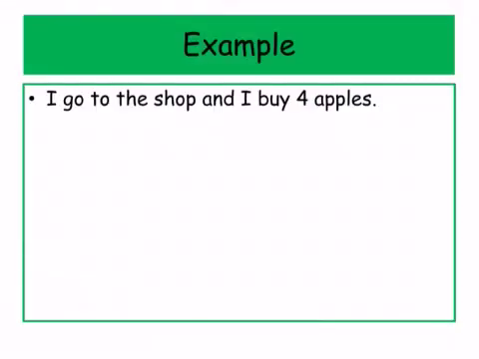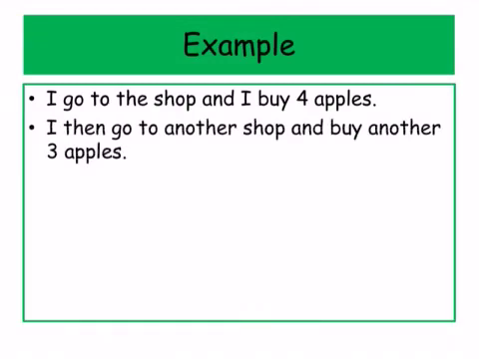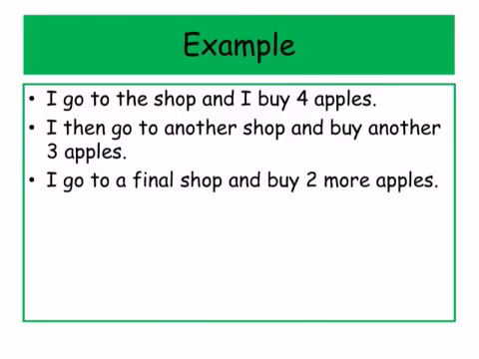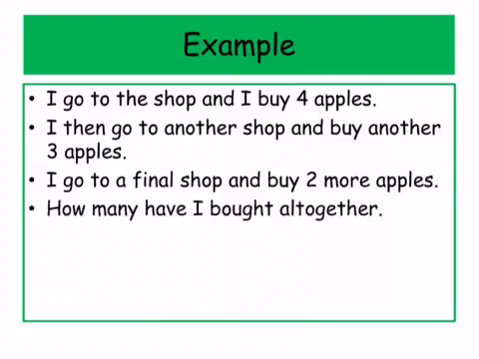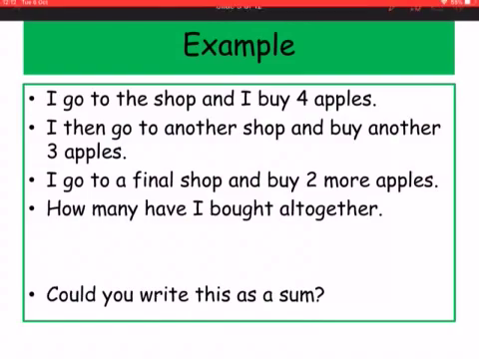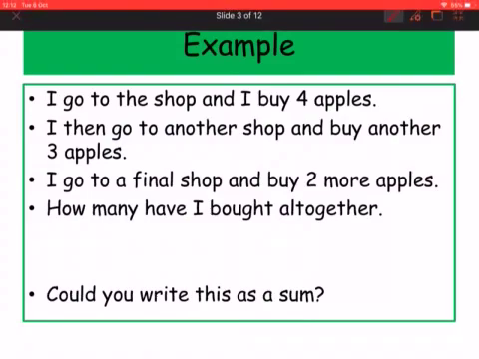Have a think about this. If I go to the shop and I buy 4 apples, I then go to another shop and buy another 3 apples, and then I go to a final shop and buy 2 more apples. How many have I bought altogether? How can I write this as a sum? Well, hopefully this is fairly straightforward for us. If I was to write this as a sum, I'd write 4 plus 3 plus 2. And in total, that would mean that I've bought 9 apples.